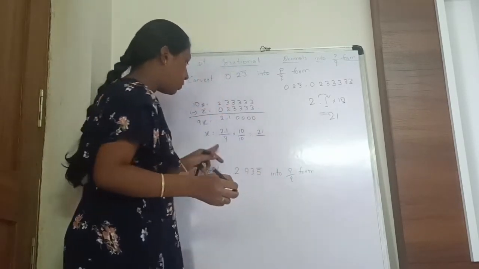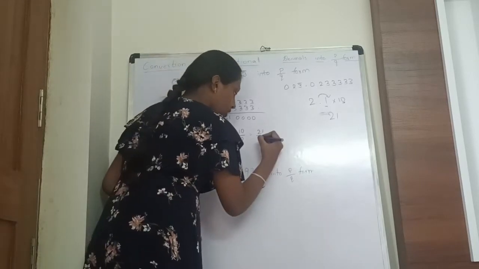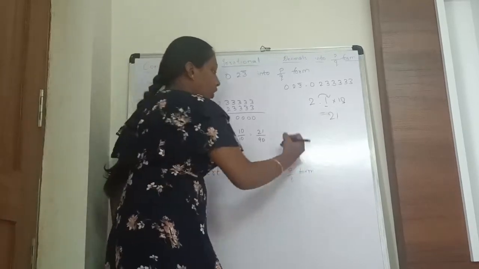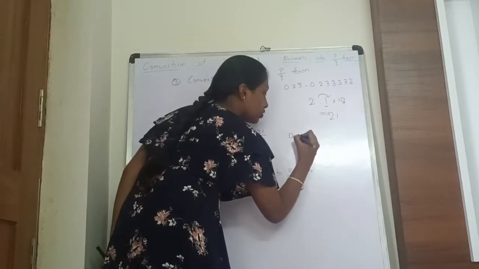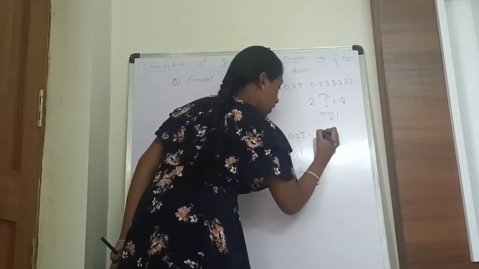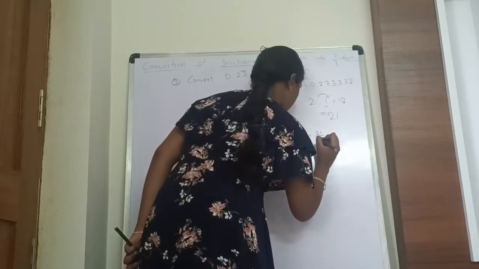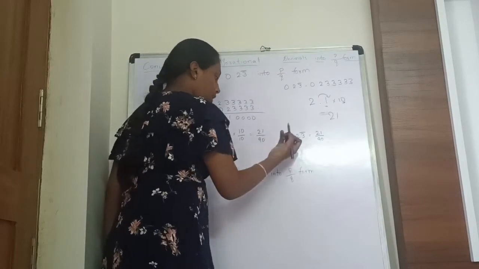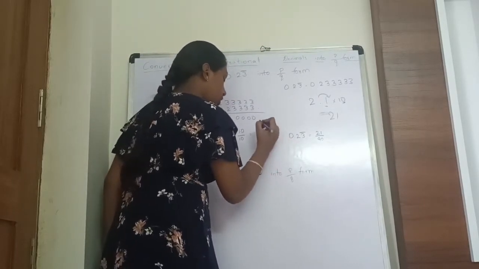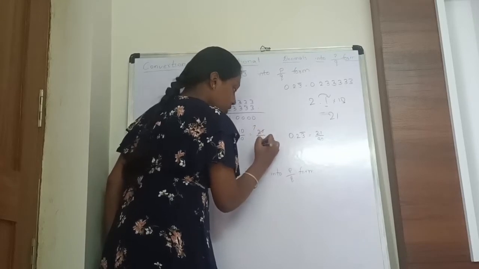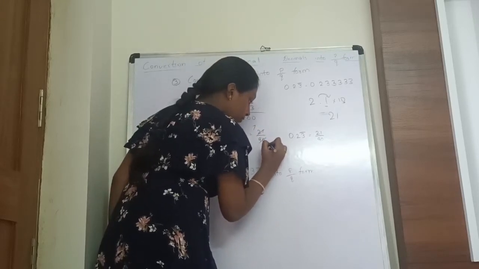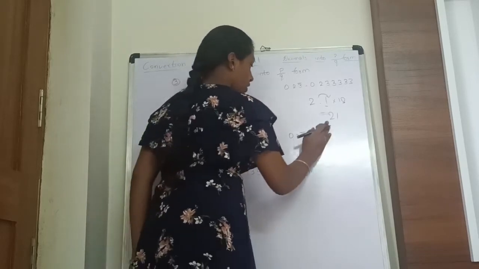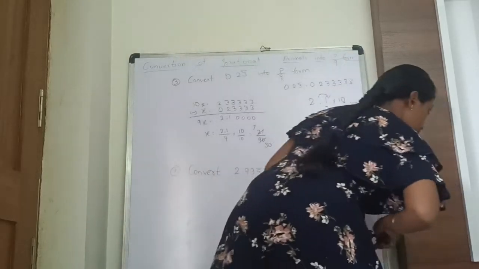So the answer for the first question, 0.23 bar equals 21 by 90. And we can also reduce it to the lowest form, 3 sevens are 21 and 3 thirties are 90. So we can write here 7 by 30. Okay, so that's the answer.